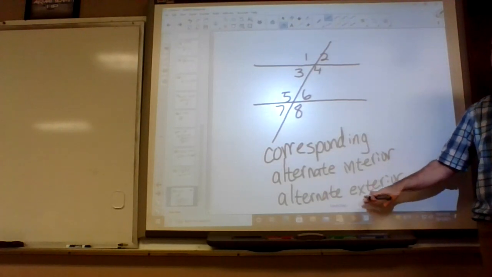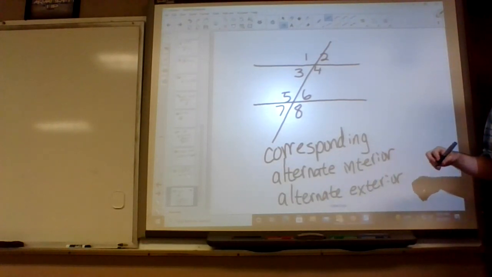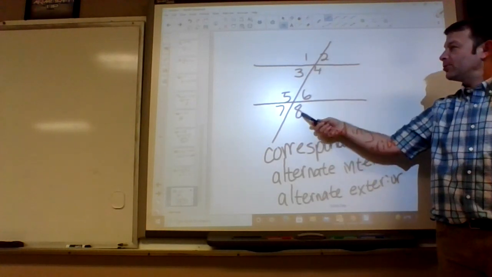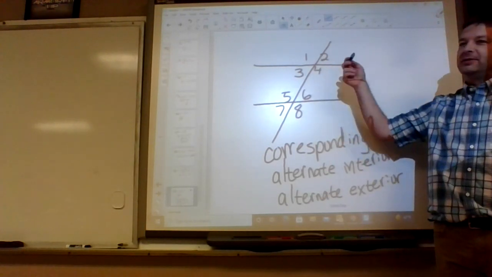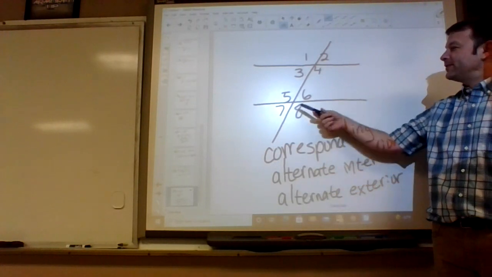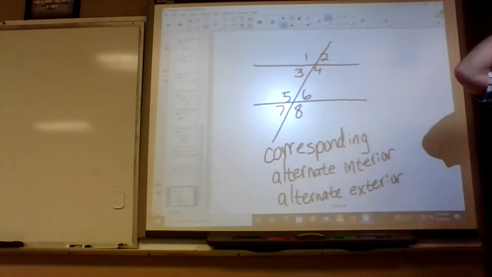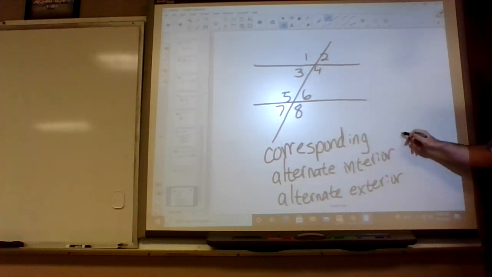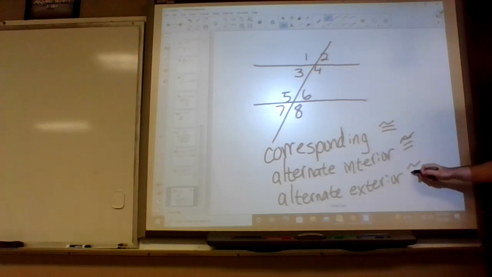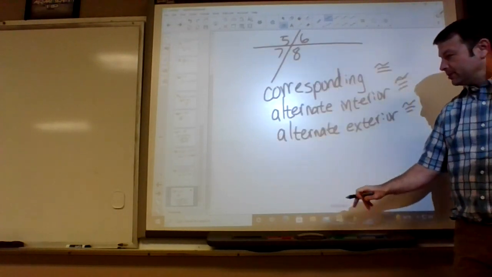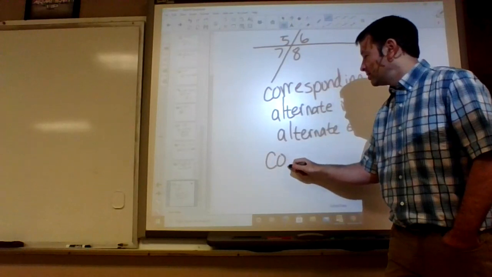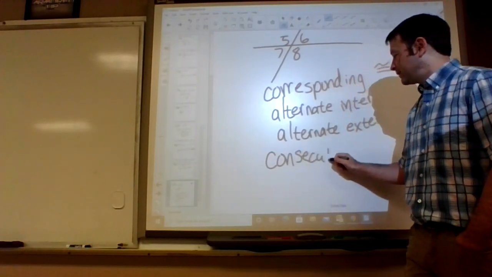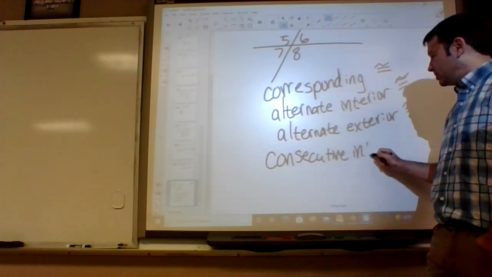Okay, alternate exterior angles, Jaden. 1 and 8. 1 and 8, right. Or, all right, 7 and 2. 7 and 2. What do we know about alternate exterior angles if the lines are parallel? Congruent. These are congruent if the lines are parallel. What am I missing? Consecutive interior. They're supplementary.